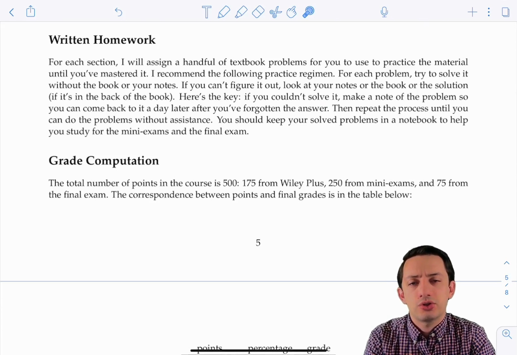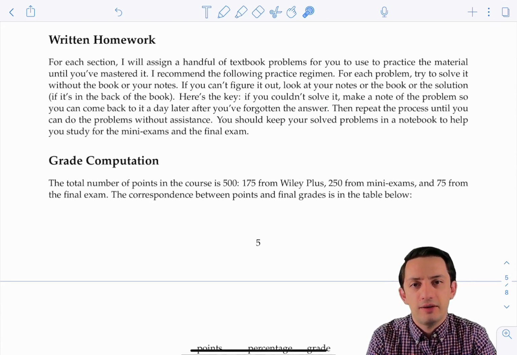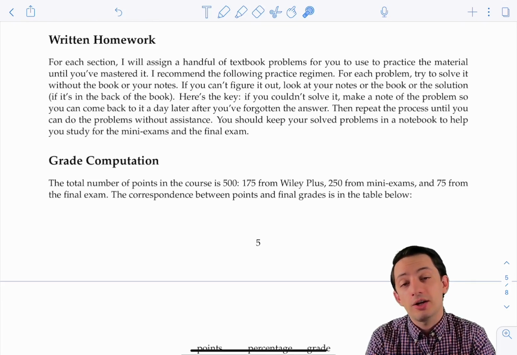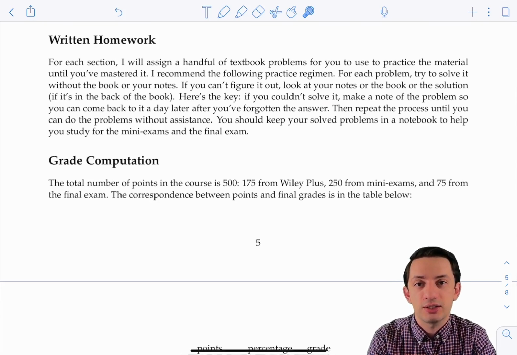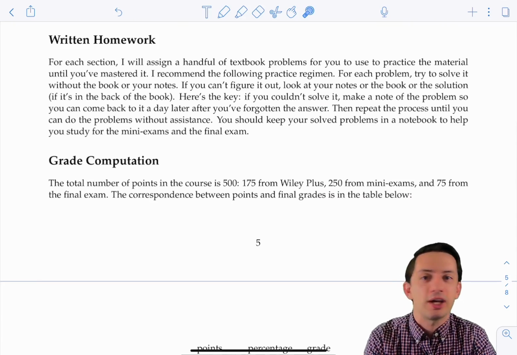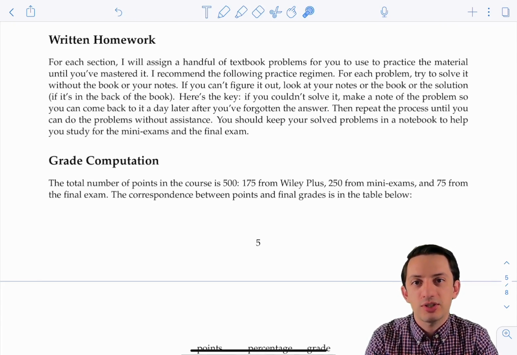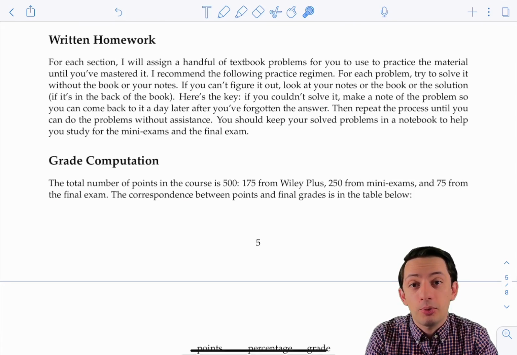Sit down and try to solve the problems that I've assigned, and at first, try to do them without your book and without your notes. Pretend like you're sitting in an exam and you don't have those things. And even if you don't know what to do, think about it for a minute or two. It's really tempting to just say, okay, let me open the back of the book. But really just sit there and try to think about it. If you can't solve it, that's totally fine. That's the point of practice.